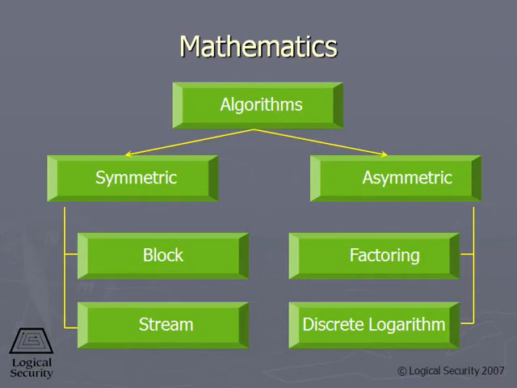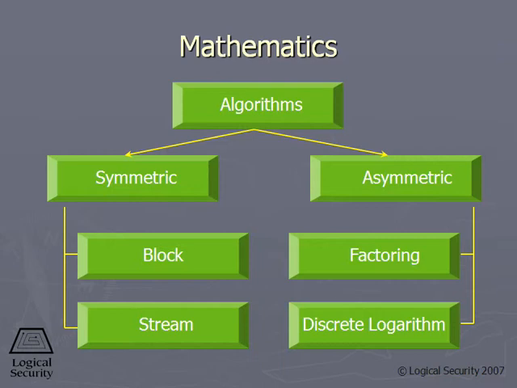So what are the two types of symmetric algorithms? Block and stream. Remember that block takes a message, cuts it up into individual blocks, and encrypts those one at a time. Stream will encrypt one bit at a time because the algorithm is creating that key stream.